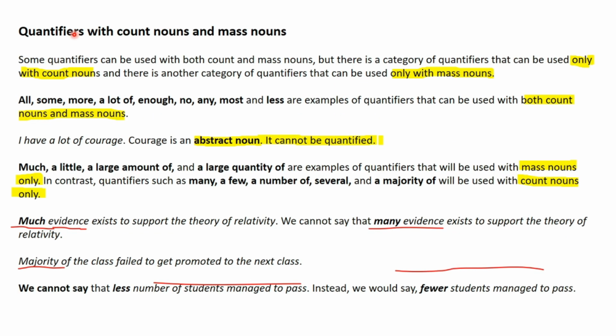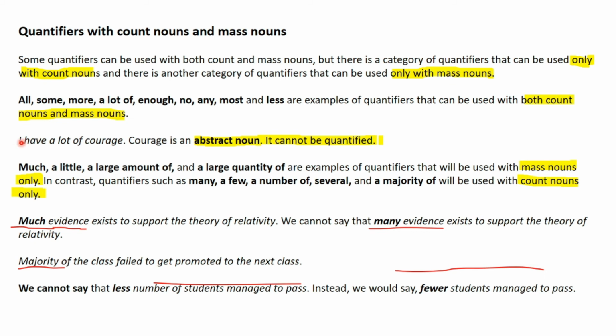When we look at quantifiers, we see that we have different categories of quantifiers. Some quantifiers can be used with both count nouns and mass nouns, and there is a category of quantifiers that can be used only with count nouns and only with mass nouns. Mass nouns means uncountable nouns. All, some, more, a lot of, enough, no, any, most or less. These are examples of quantifiers that can be used with both count nouns and mass nouns.